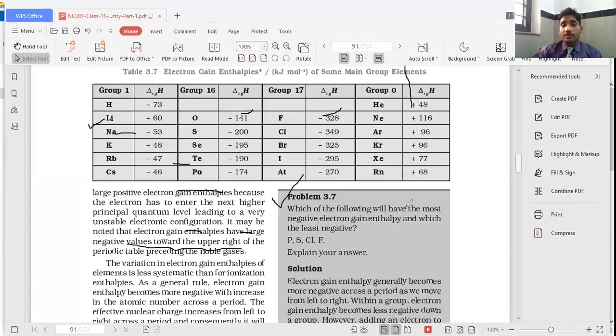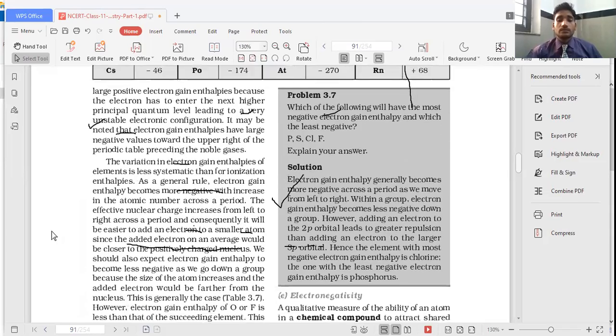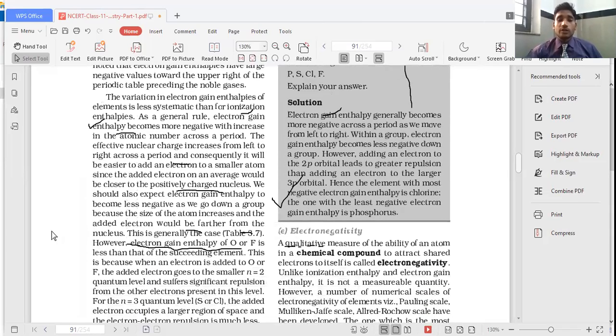Let's look at a question. Which of the following have the most negative electron gain enthalpy and which have the least negative? Phosphorus, sulfur, chlorine and fluorine. Just use your brain to get the answer. Pause the video. Now let's see the solution.